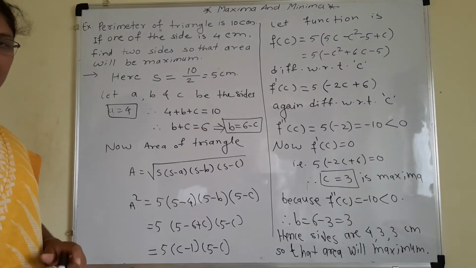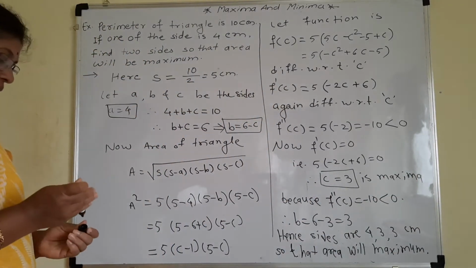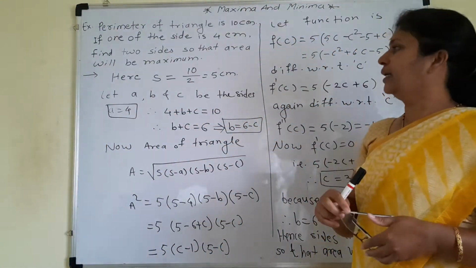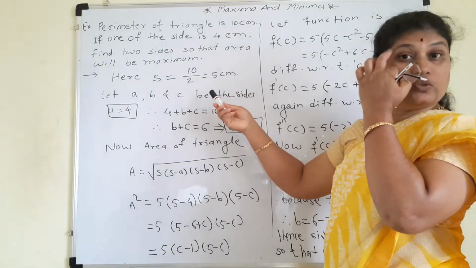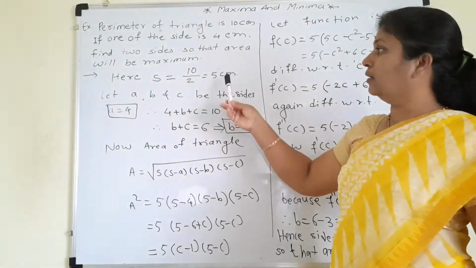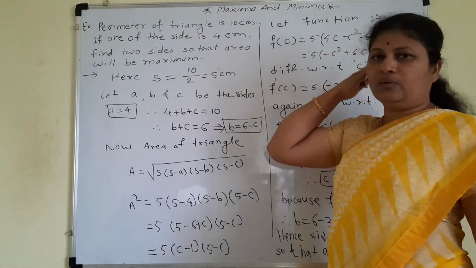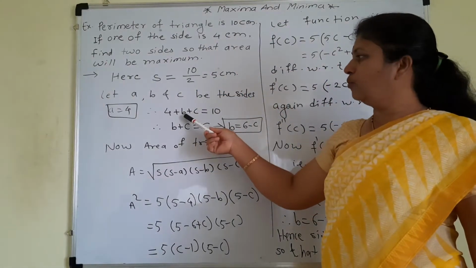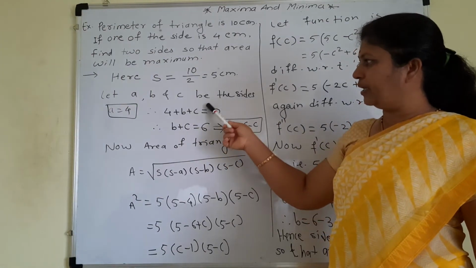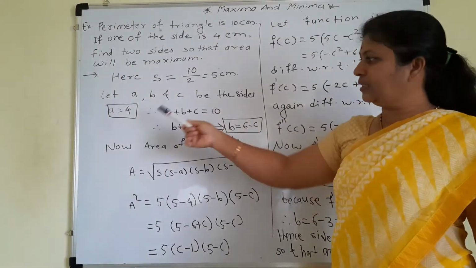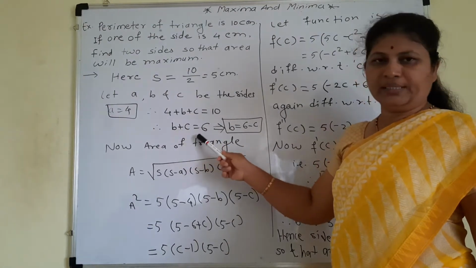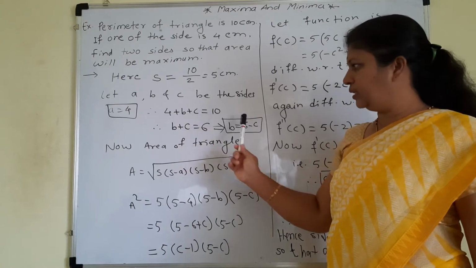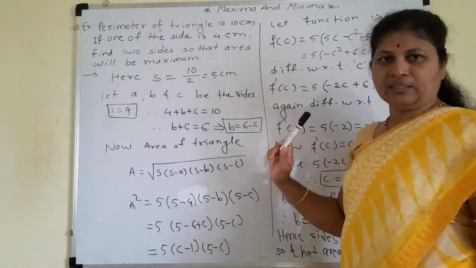Look at it again, let us revise it. First of all, the perimeter is given, so I will find the semi-perimeter S, which is required for Heron's formula to find the area of the triangle. After finding S, one of the sides is given as 4 centimeters. The sum of the remaining two sides will be 6, since the perimeter is equal to 10: 10 minus 4, so the sum of the remaining two sides is 6. Using this, I will convert the side b in terms of c. It will be b is equal to 6 minus c.